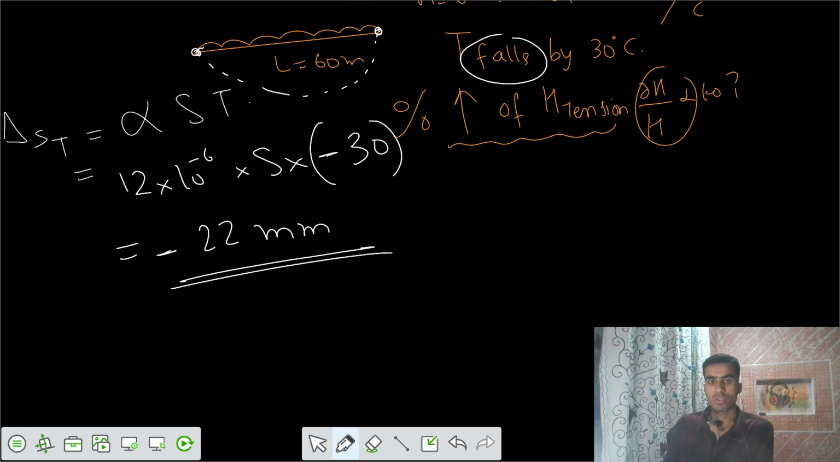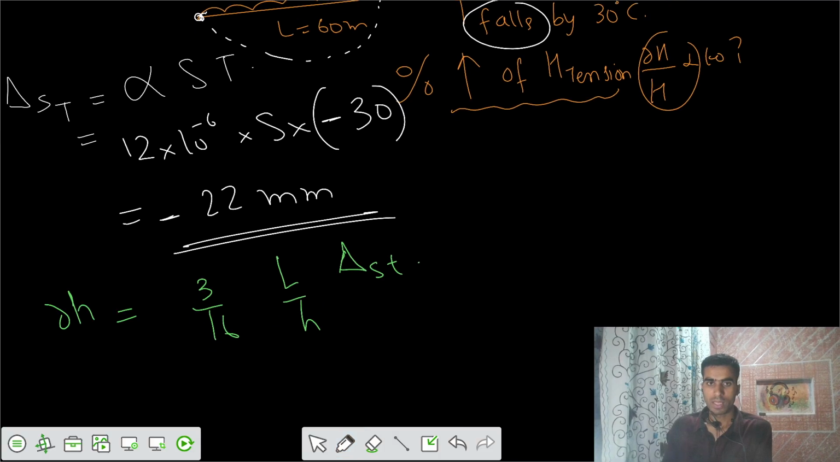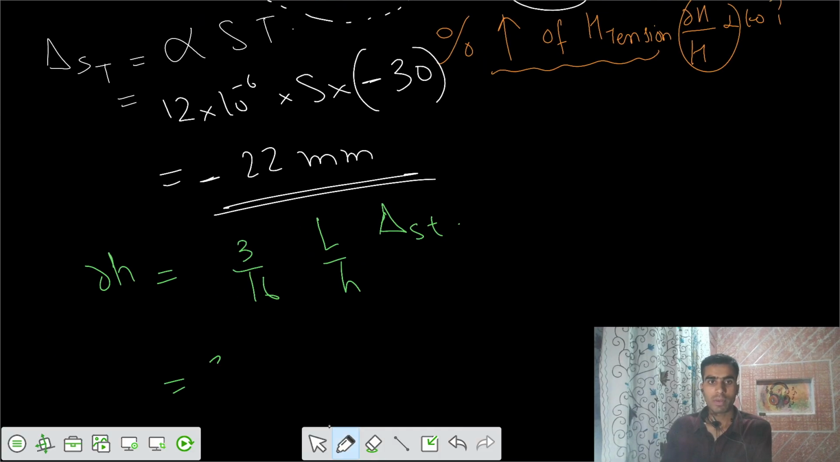So based on this 22 millimeter, there would be some change in sag. Delta h would be equal to 3 by 16, yes, 3 by 16, change in S. The equation is L by h, change in sag because of delta S T. That is the equation for this one. So I would say 3 by 16.